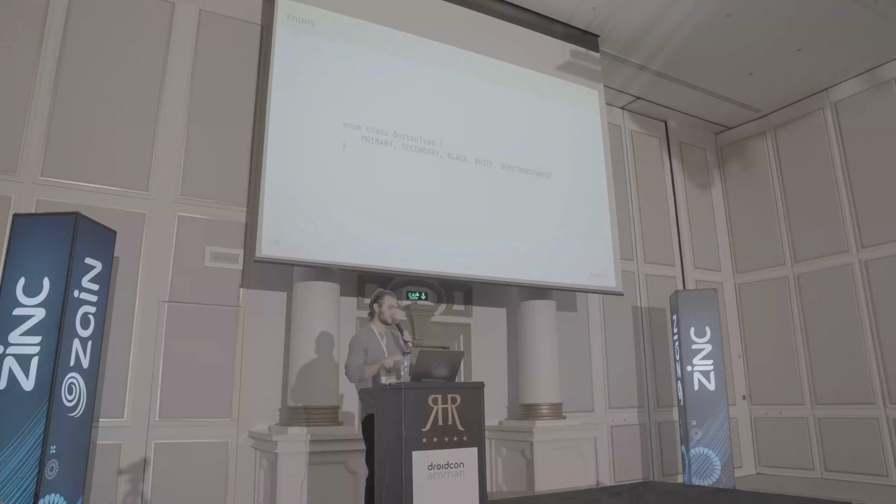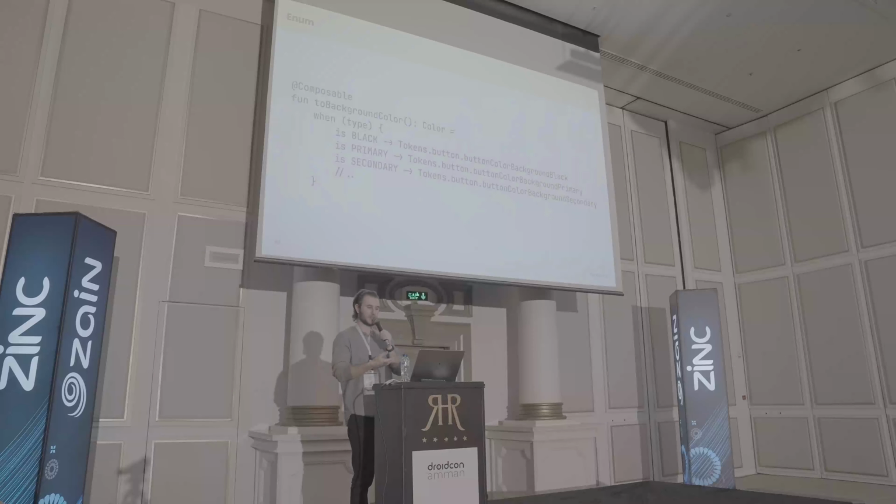So we have an enum class called ButtonType, which describes all the variants of the buttons which we could have in our design system. Then, in the component API, we provide this button type as a parameter. And then within the button implementation, we map this type to a specific style property. So in this case, black maps to the black token, primary maps to the primary token, etc.